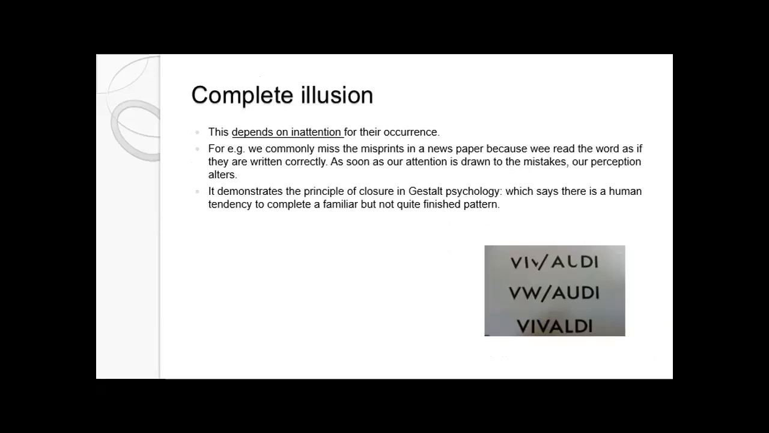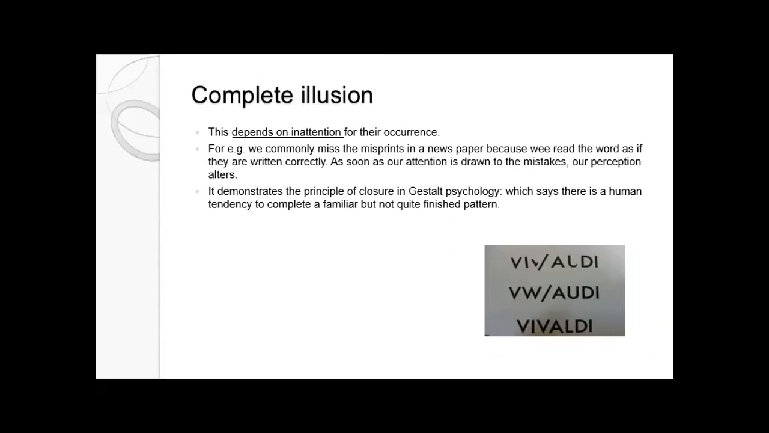There are three types of illusion: complete illusion, affect illusion, and pareidolia illusion. Complete illusion, for example, one of the patients I saw said that when she woke up one day, she saw an image of a goddess in the clouds. This is complete illusion. This depends on inattention for its occurrence.